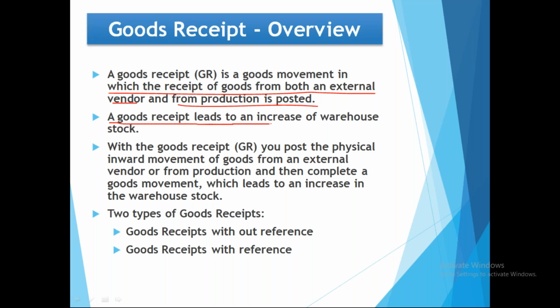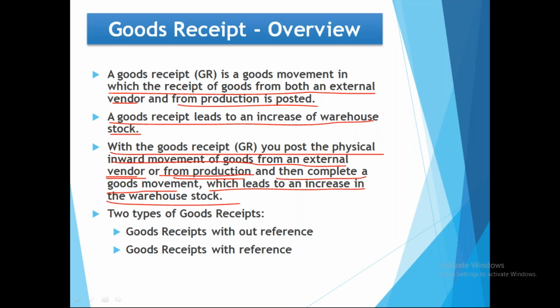A goods receipt leads to an increase of warehouse stock. So whenever you do goods receipt, stock will get increased. With the goods receipt, you post the physical inward movement of goods from an external vendor. That means you are receiving the stock from an external supplier or from production. When production completes the production activity, you receive the stock, and then you complete a goods movement which leads to an increase in the warehouse stock. That is what goods receipt is.